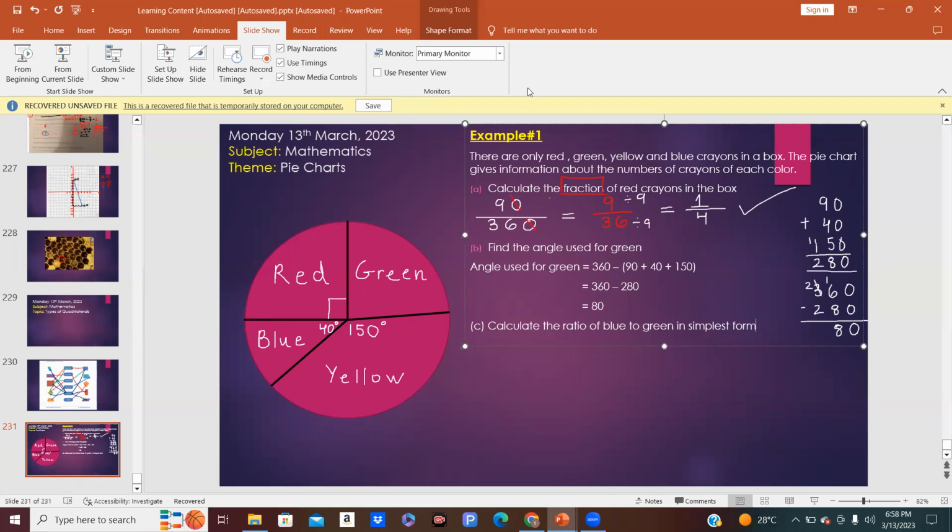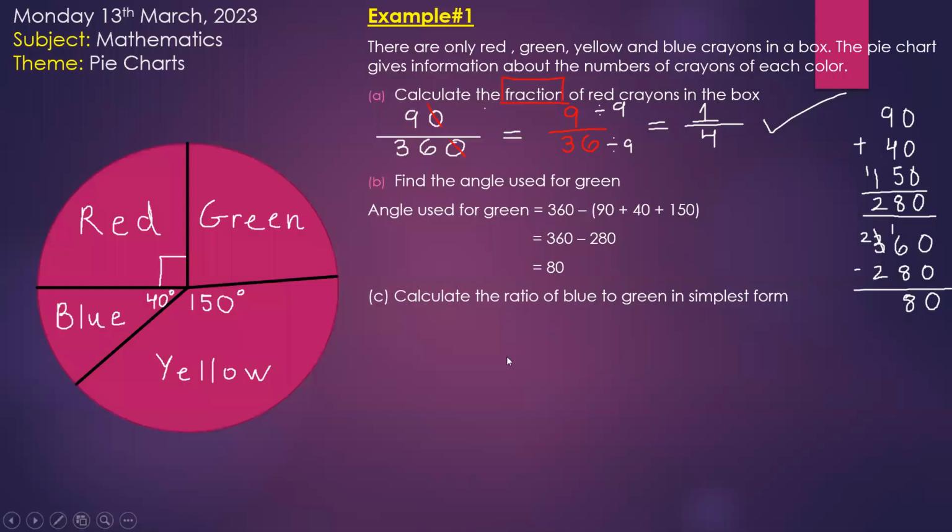So how are we going to do that? We have to first organize the ratio. It says blue to green. So which one are you going to write first, blue or green? Blue.